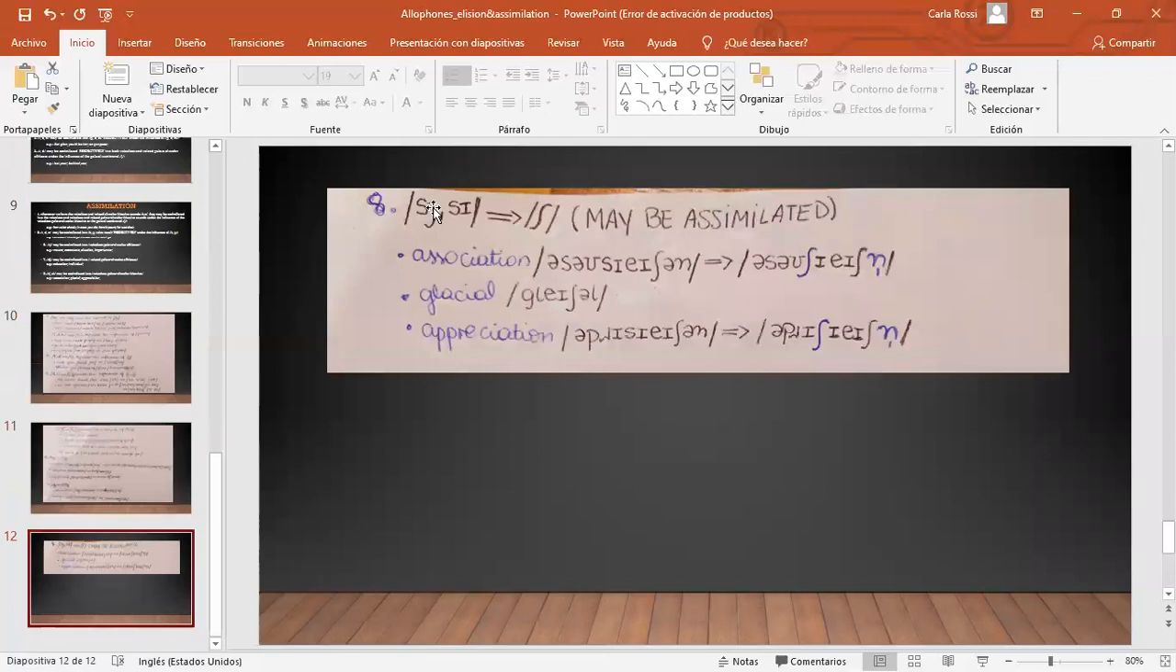Last but not least, the same kind of combination. And this is kind of difficult because you can hear it in both ways.